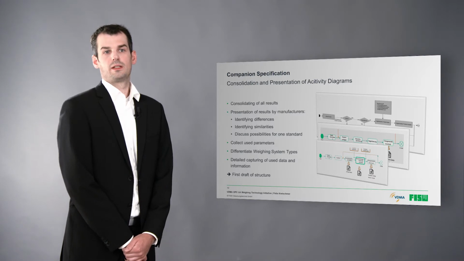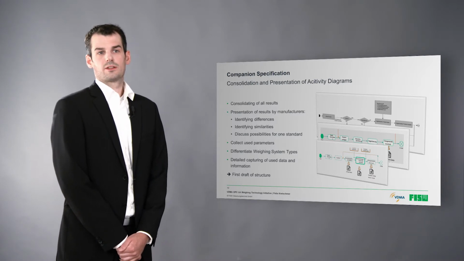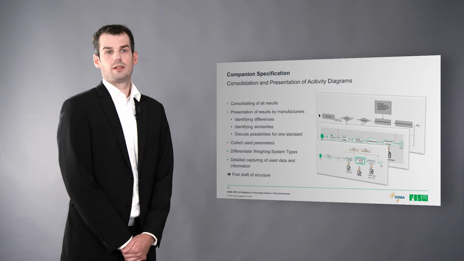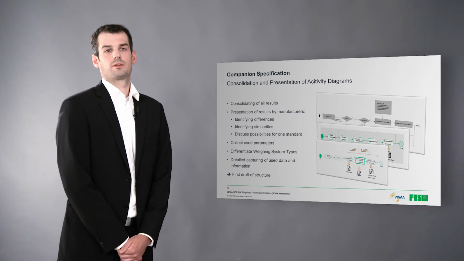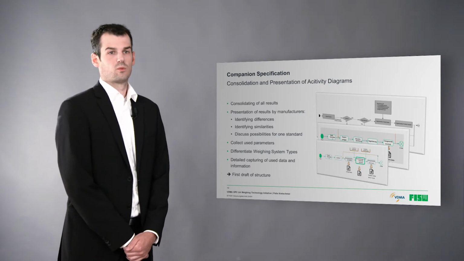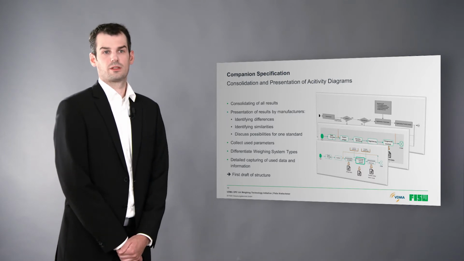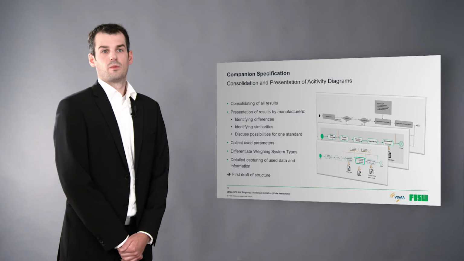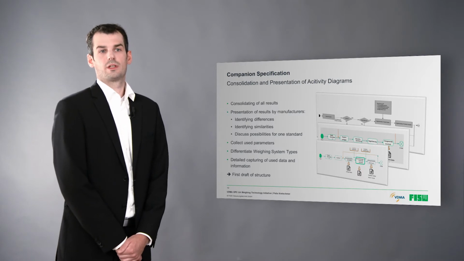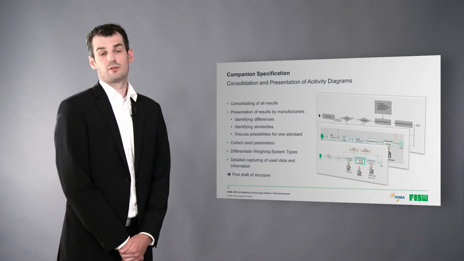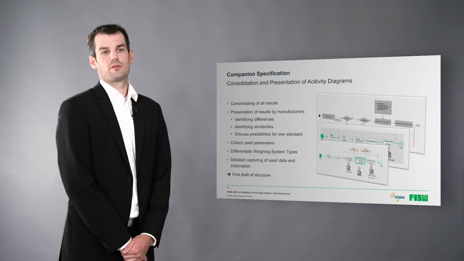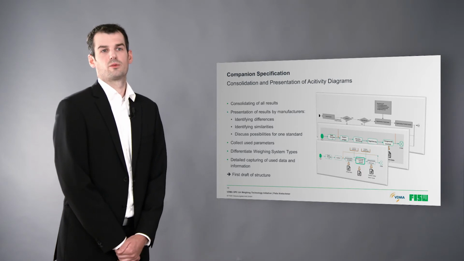There are different parameters that are actually processed or that the scale operates by. Collecting all these parameters led us to differentiating different weighing system types. So you don't only have one weighing system, you need to have different types to identify all different use cases. We had a detailed capturing of use data and information, and therefore we could develop a first draft of the structure. I want to give you an overview right now.